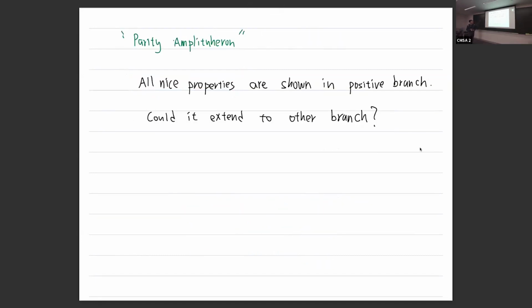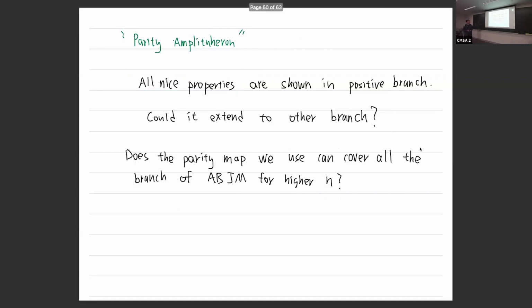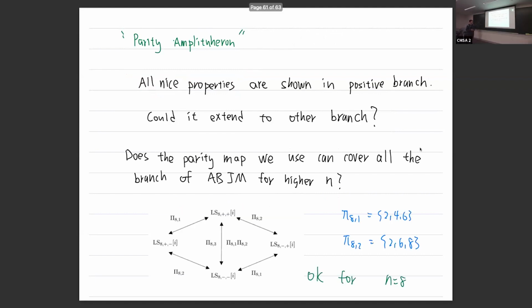Another open question is the parity amplituhedron. All the good properties were shown in the positive branch, so whether these properties can extend to other branches. Also, whether the parity map we define can cover all the branches in ABJM for higher n. In the 6-point case, we define the 2 parity operations, and it indeed can produce the 4 branches at 6 points. But for higher n, we still don't know.